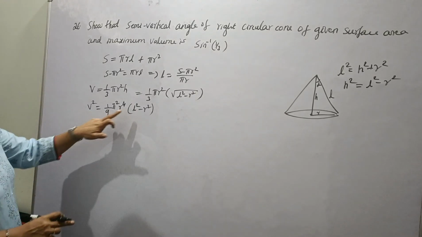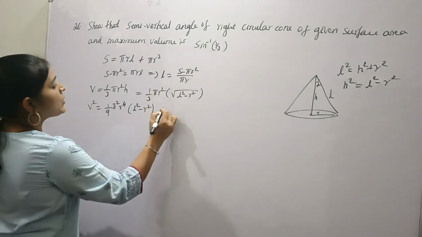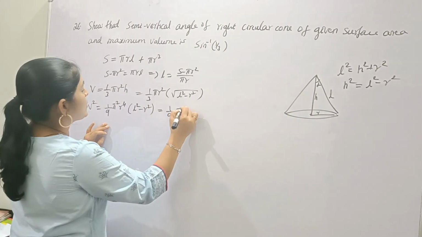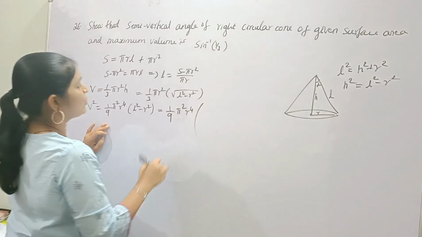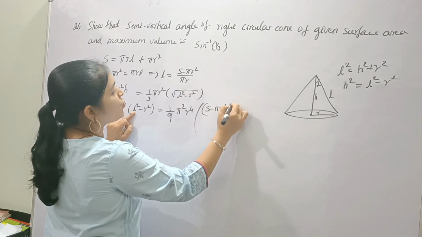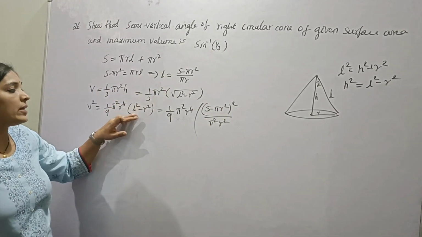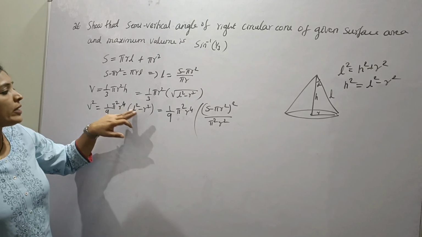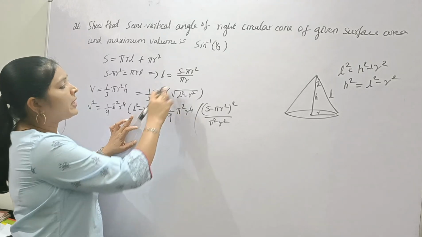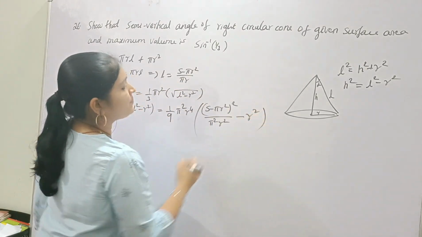Here we have to replace L. What is L? L is here, so let's substitute it. So 1 by 9 pi square R raised to 4 into L square, where L square is equal to S minus pi R square whole square divided by pi square R square, minus R square.